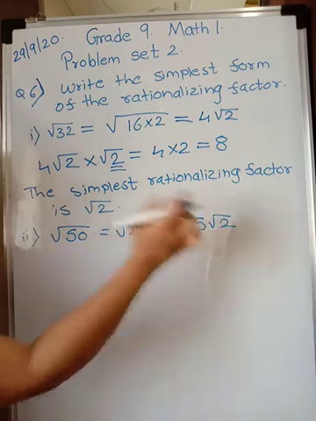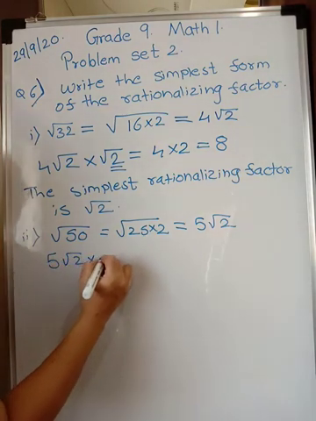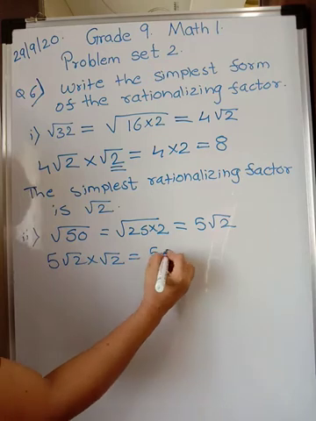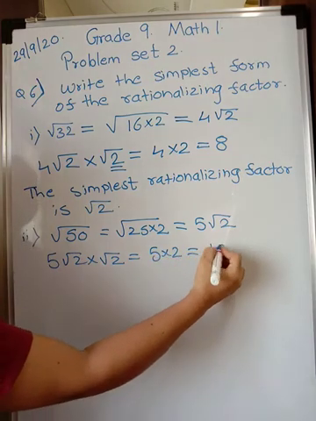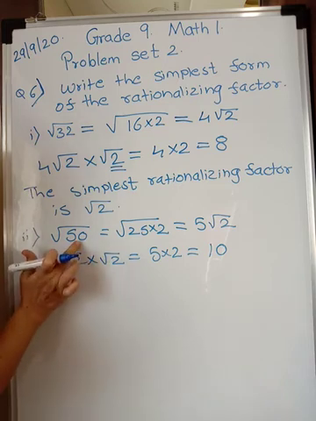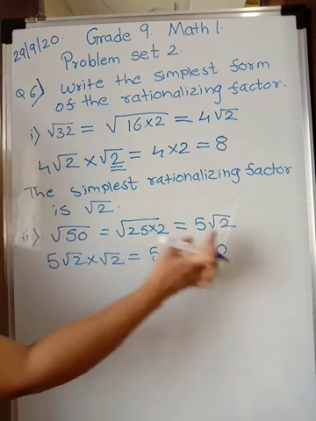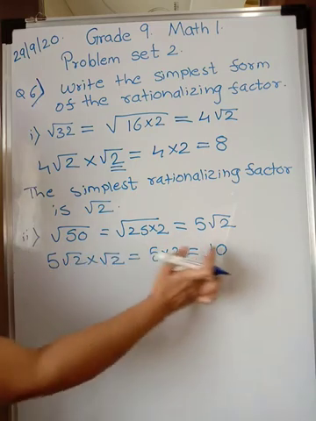Again it should be multiplied by root 2. So we have 5 root 2 into root 2 will be 5 into 2, which is equal to 10. So this is the additional number which is not included in this. Extra we are multiplying so that we convert this irrational number into a rational number.